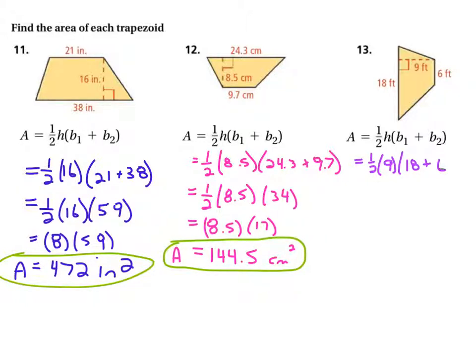plus 6. Now continuing on, we have to do what's in parentheses first. Order of operations says so. So we say 18 plus 6 is 24. And now I'm going to do that 1/2 times that 24 and get 12 there. So now we've just got 9 times 12. Actually, I can do that in my head. That's 108.